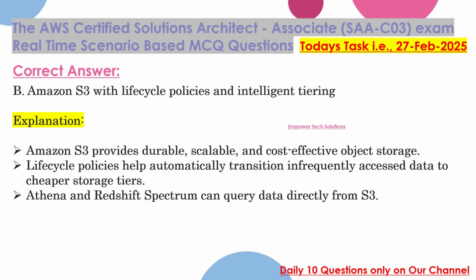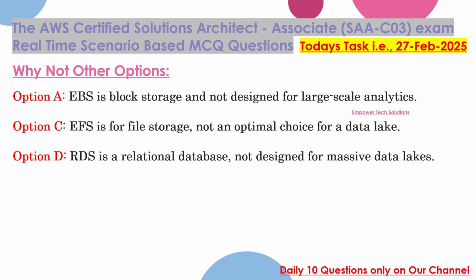Explanation: Amazon S3 provides durable, scalable, and cost-effective object storage. Lifecycle policies help automatically transition infrequently accessed data to cheaper storage tiers. Athena and Redshift Spectrum can query data directly from S3. Why not other options? Option A, EBS is block storage and not designed for large-scale analytics. Option C, EFS is for file storage, not an optimal choice for a data lake. Option D, RDS is a relational database, not designed for massive data lakes.